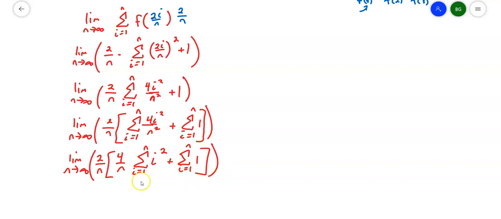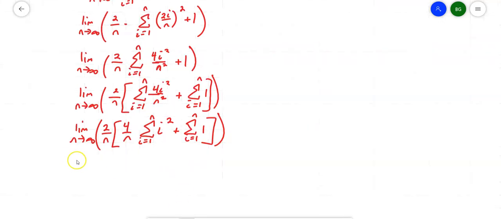All right, cool. Now we're ready to evaluate those sums. So the limit as n goes towards infinity, we'll have 2 over n, and then 4 over n. Now if you remember our rules from the previous video, if I'm taking the sum from 1 to n of i squared, that's going to be n plus 1, 2n plus 1 over 6.